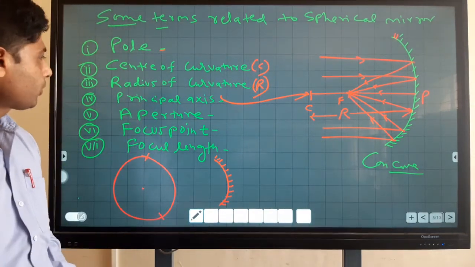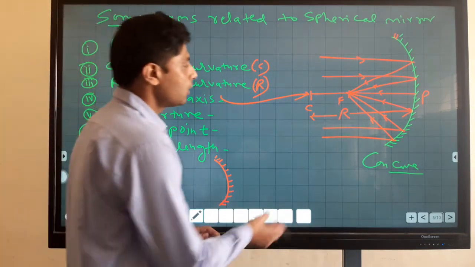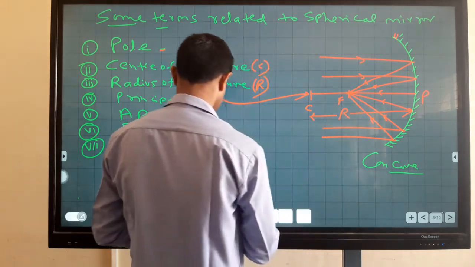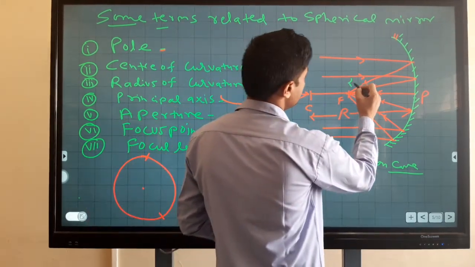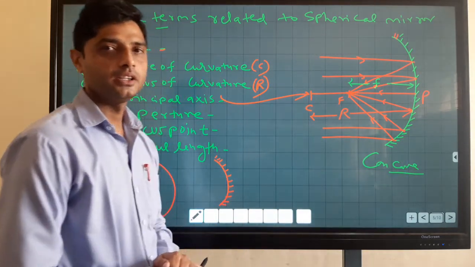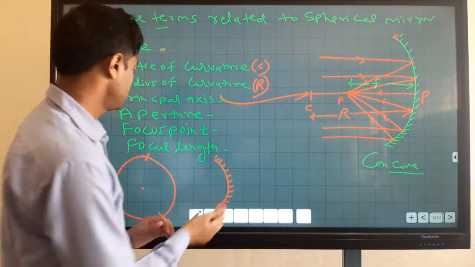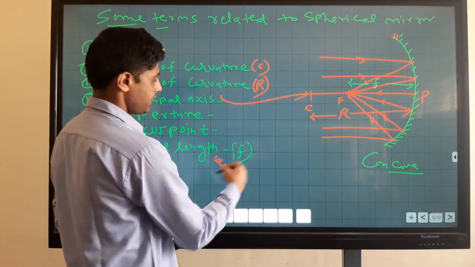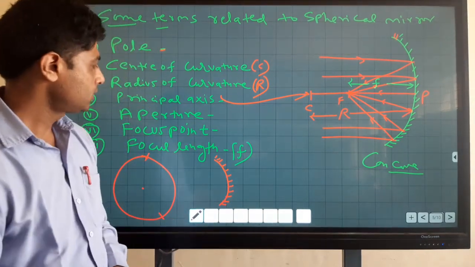And last, focal length. The distance between the focus point and the pole of the mirror is known as the focal length. The symbol is f.